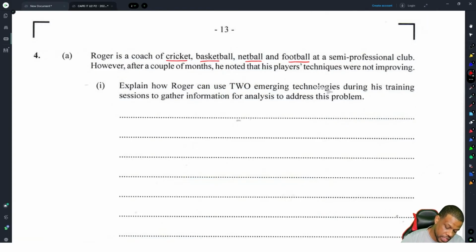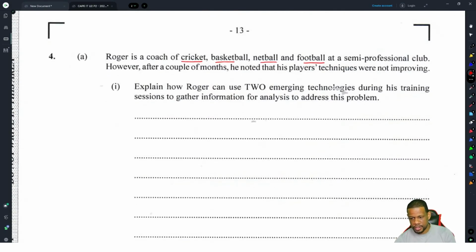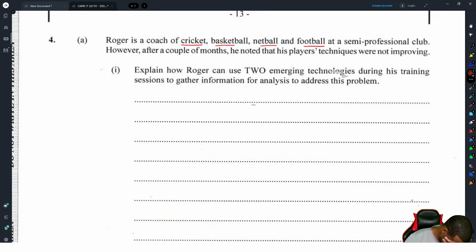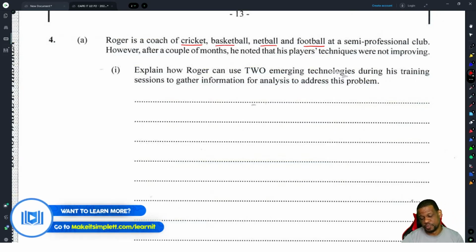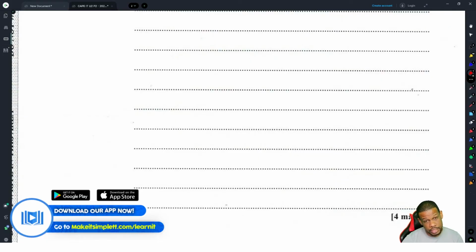Explain how Roger can use 2 emerging technologies during his training sessions to gather information for analysis to address this problem. Well, it has so many things that Roger is doing. Which one do we want to narrow it down to? All right, let's say cricket, basketball, netball, football. Hey boy, I really had to think through this. 4 marks again. A lot of writing.